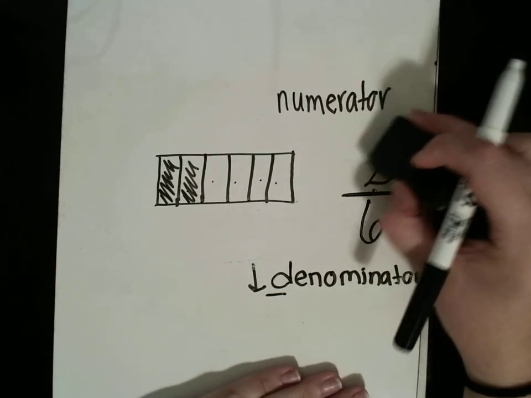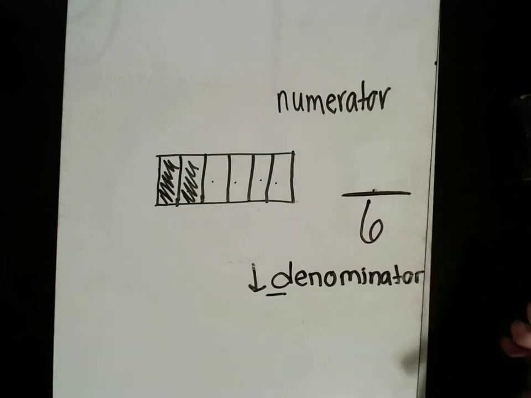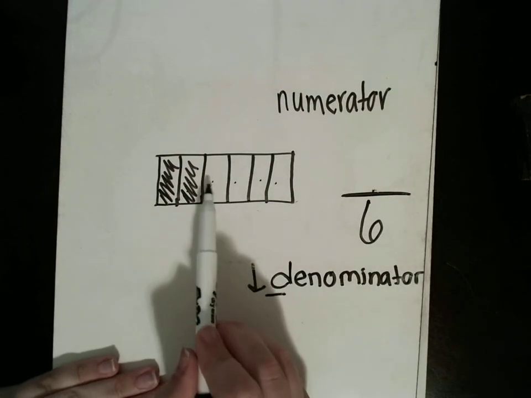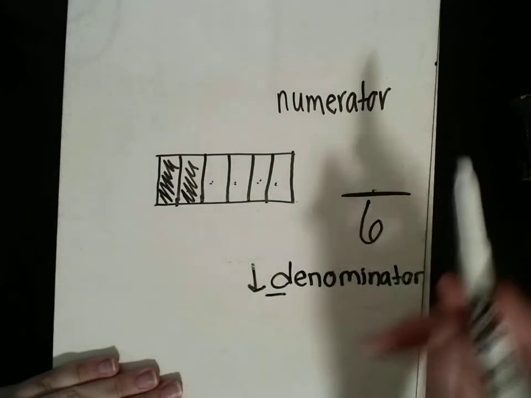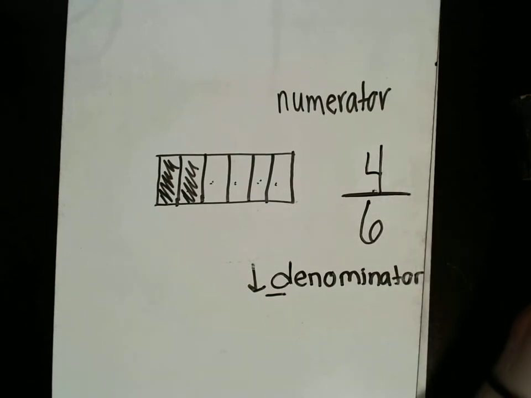Now, I could also try to trick you. And I could ask you what fraction of this shape is not shaded. Not shaded. Again, we still have 6 equal parts, but now I'm looking at how many are not shaded in, and there are 1, 2, 3, 4 that are not shaded in. So 4/6 are not shaded.